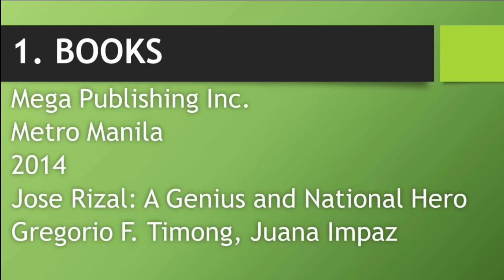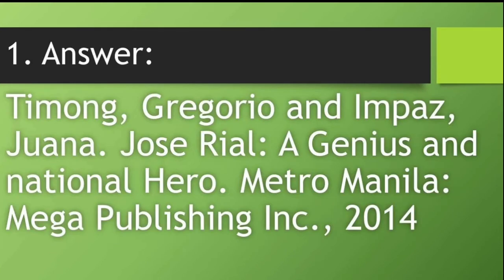Time's up. And the answer is author's names Timong Gregorio and Impas Juana, followed by the title of the book, Jose Rizal, a genius and national hero, followed by the publication place, Metro Manila, the publishers, Mega Publishing Incorporated, and the date or the year it was published, which is 2014.